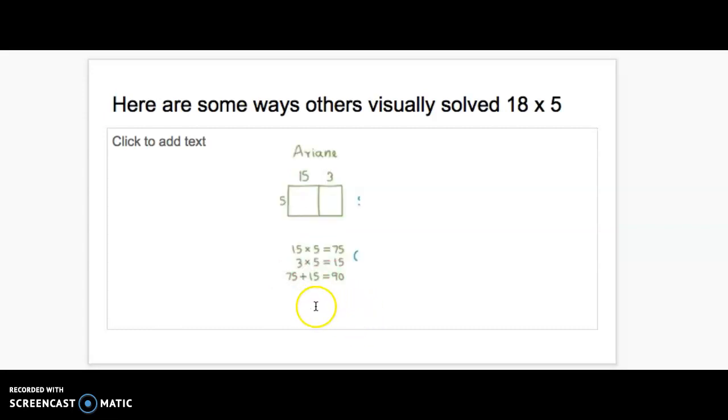Ariane has decided that she is looking at splitting 18 into numbers that she feels comfortable with multiplying by. So 15 and 3, because 15 plus 3 equals 18, and then she's multiplying by 5 again over here. So she first does 15 times 5 is 75, 5 times 3 is 15, add 75 and 15 together and we get our answer.